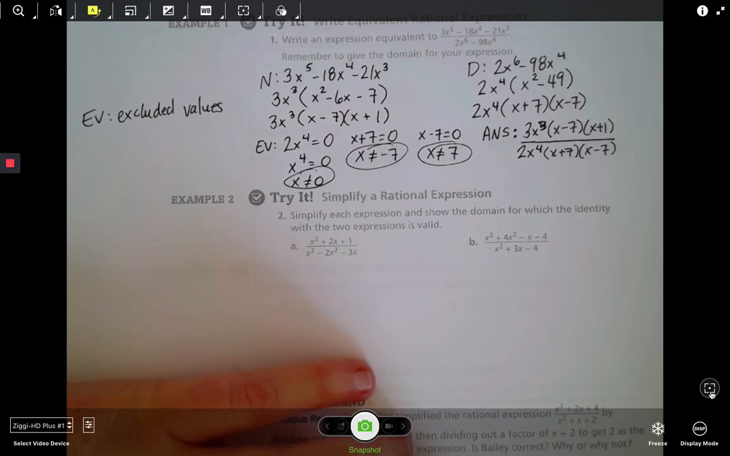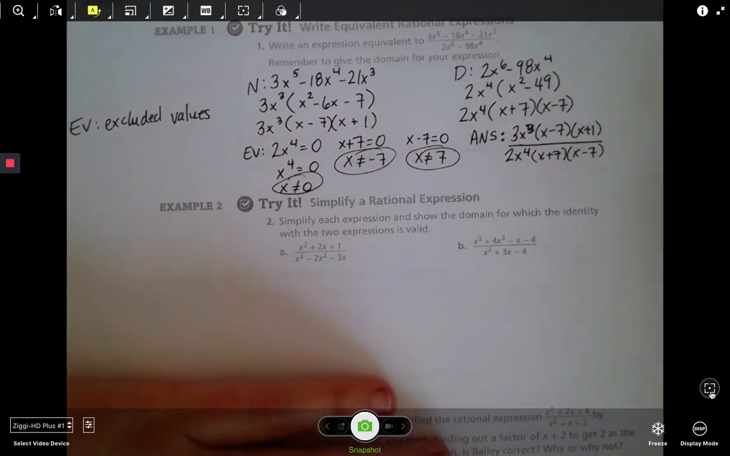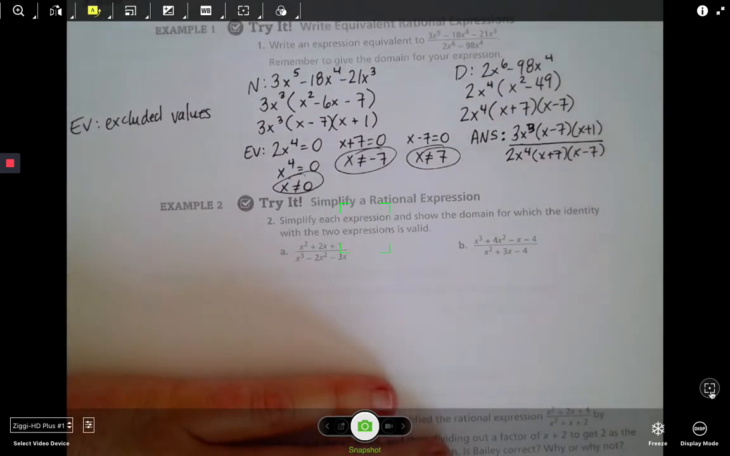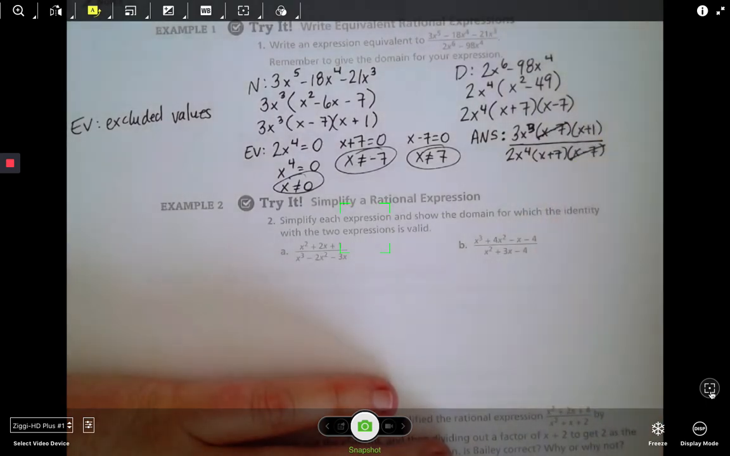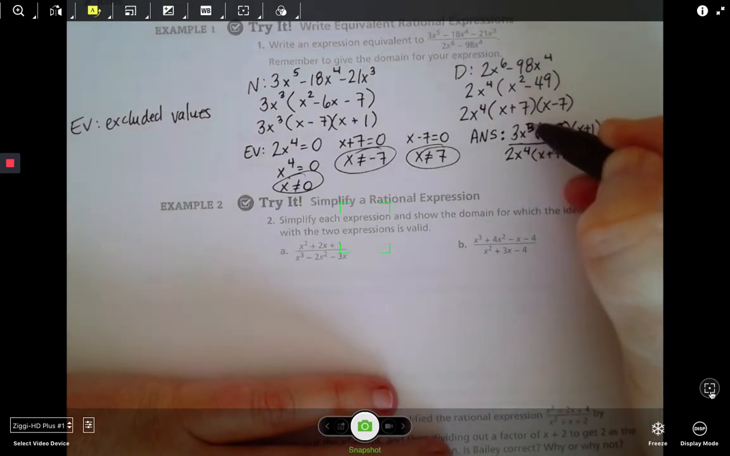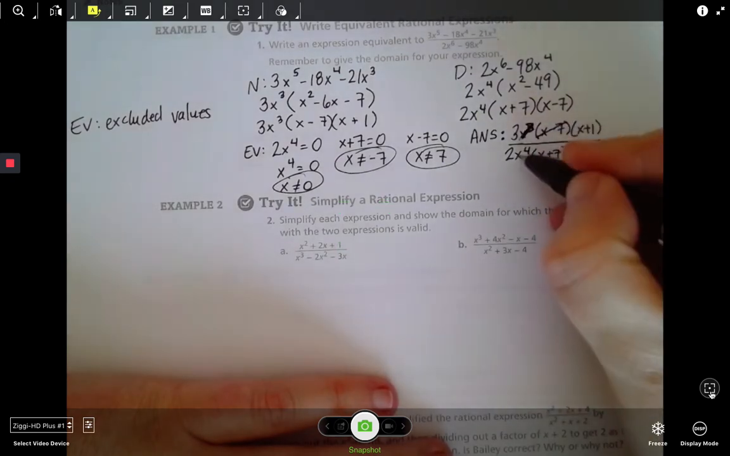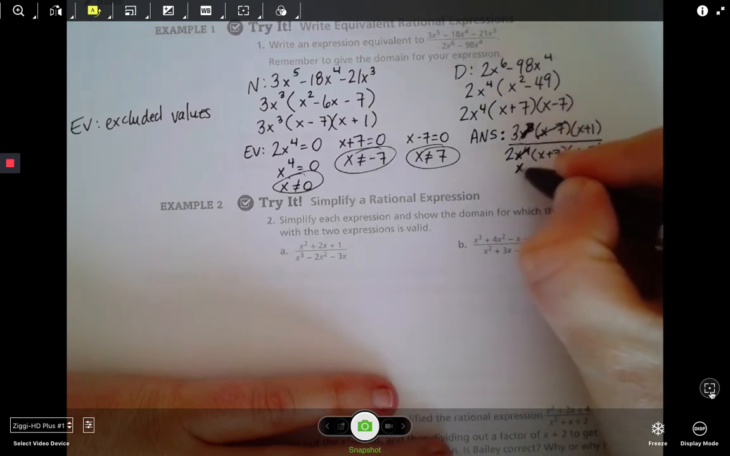So now what we can do is cross out anything that is alike on the top and on the bottom. Do we see anything that's on the top that's also on the bottom? What about this? Are these the same? x minus 7. This is x to the third power. This is x to the fourth power. We can cross out this x to the third power. So if I'm getting rid of 3 of these, this just becomes x to the first, right?